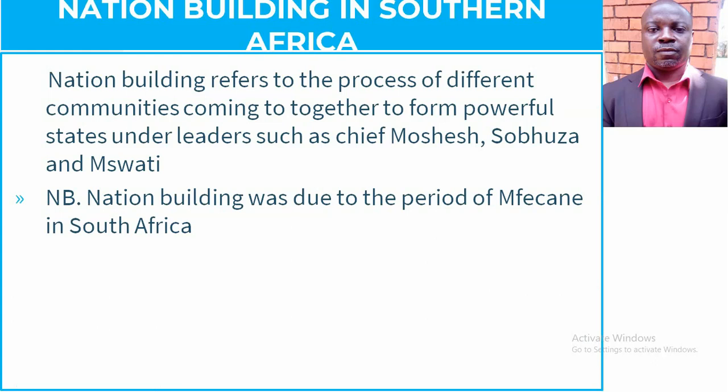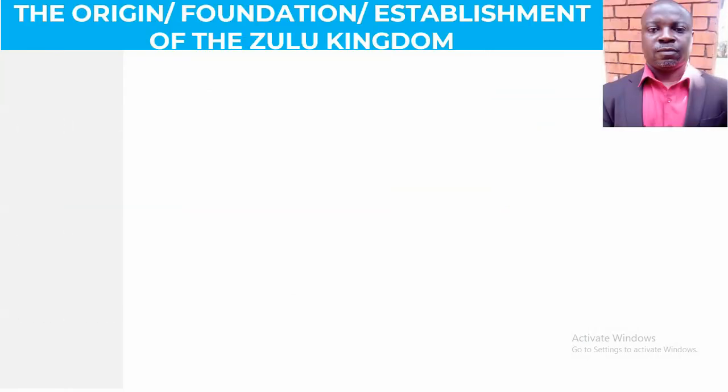Therefore, during this period, some powerful states were establishing themselves. Some powerful states were swallowing up the small states. And these states that came up included the Sotho state under Moshoeshoe, then there was also the Zulu Kingdom under Shaka the Zulu, and so many other kingdoms. So we are saying nation building was majorly during the period of the Mfecane. I've explained the Mfecane to you, and I believe you now know what we mean by it. Now we are going to look at the origin, the foundation, the establishment of the Zulu Kingdom.